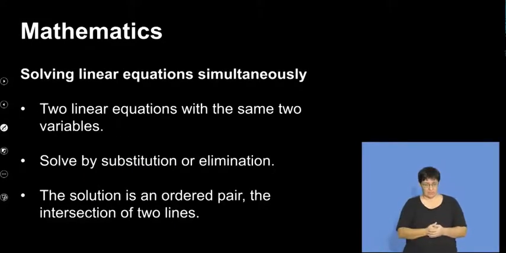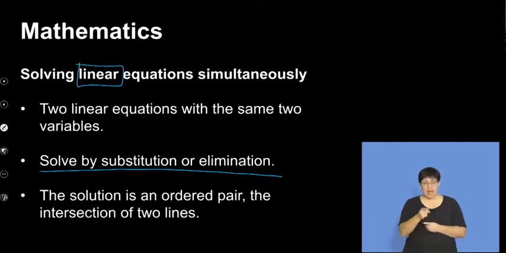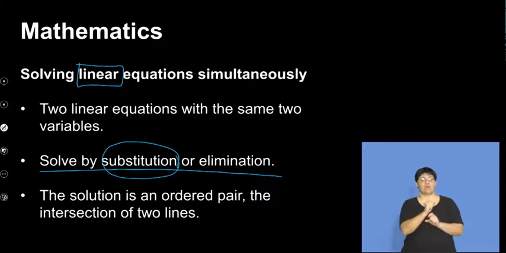Remember that two linear equations with the same two variables are called simultaneous equations, and those will be specifically linear simultaneous equations, and you normally solve by either substitution or elimination. But as soon as we make it a non-linear and a linear, most of the time we're going to focus on the substitution. But when we get there, we'll talk more about that. The solution is always an ordered pair, meaning the intersection of the two lines.